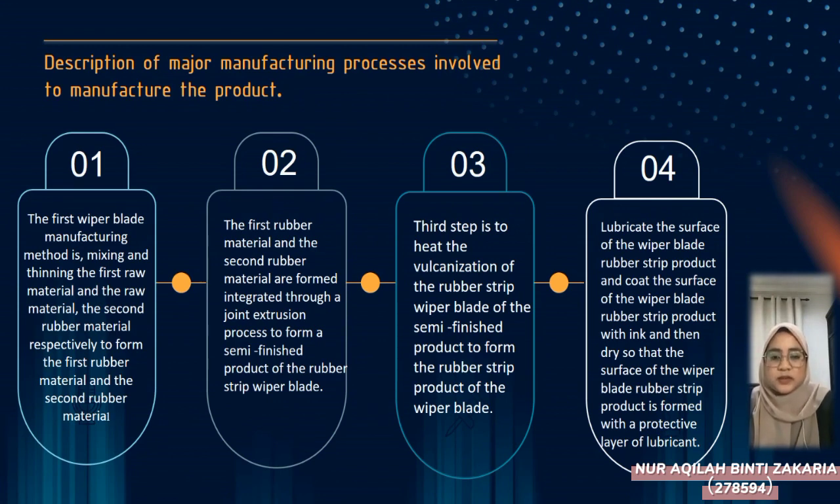The third step is to heat the vulcanization of the rubber strip wiper blade semi-finished product to form the rubber strip product of the wiper blade. The fourth step is to lubricate the surface of the wiper blade rubber strip product and coat the surface of the wiper blade rubber strip product with ink and then dye to the surface of the wiper blade. Rubber strip product is formed with the protective layer of the vehicle.